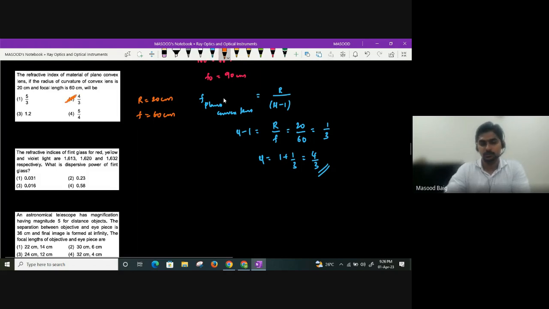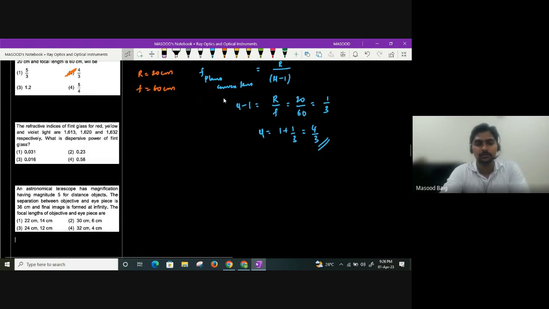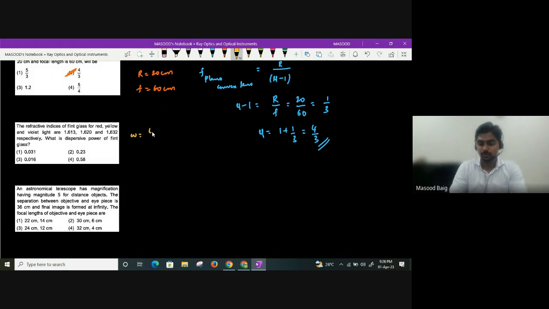Direct question again, which you have got. Next case, if you see, refractive indices of flint glass for red, yellow. Again, similar question which we have done just before. What is dispersive power given as? Ratio of theta divided by delta. What will I get it as, beta? Mu v minus mu r divided by mu minus 1. What is mu v? 1.632. What is mu r? 1.613. And what is mu? We can take it as 1.620.